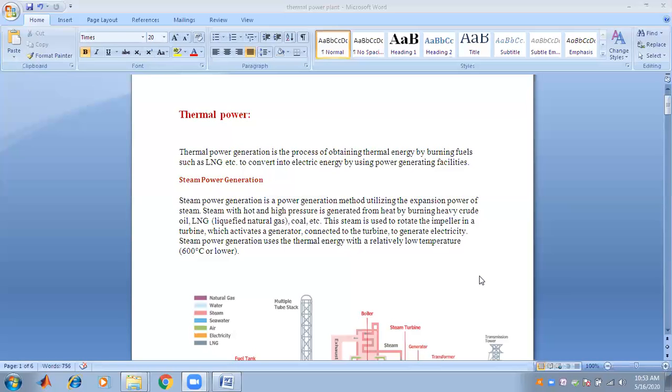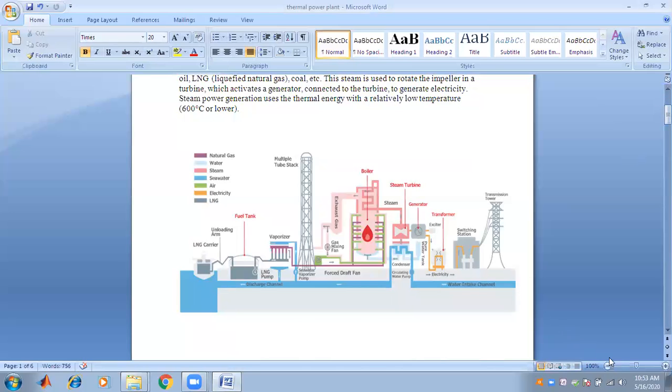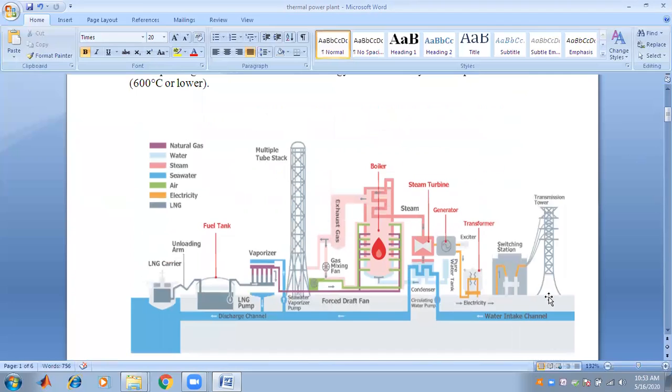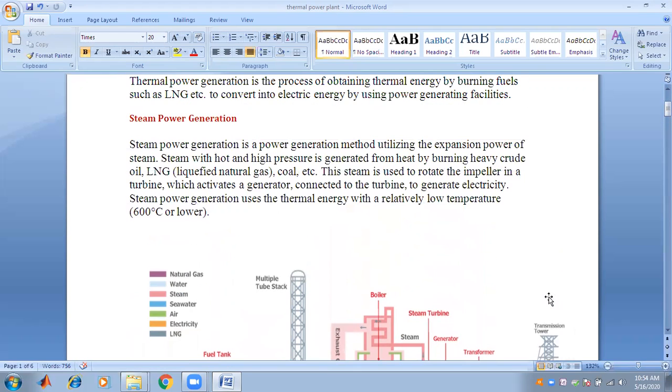Here is a brief diagram of the process. All the colors are mentioned for the natural gas, water, steam, seawater, air, electricity, and LNG. So the basic process to generate thermal power from coal is heating up the coal in order to make hot, high pressure steam which in turn runs the turbine. The turbine acts as a prime mover to the generator and rotates the generator in order to produce electricity. This is the basic principle of thermal power or steam power.